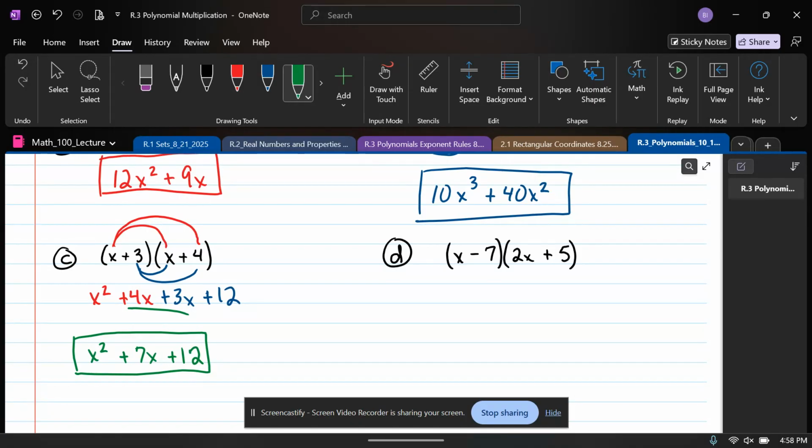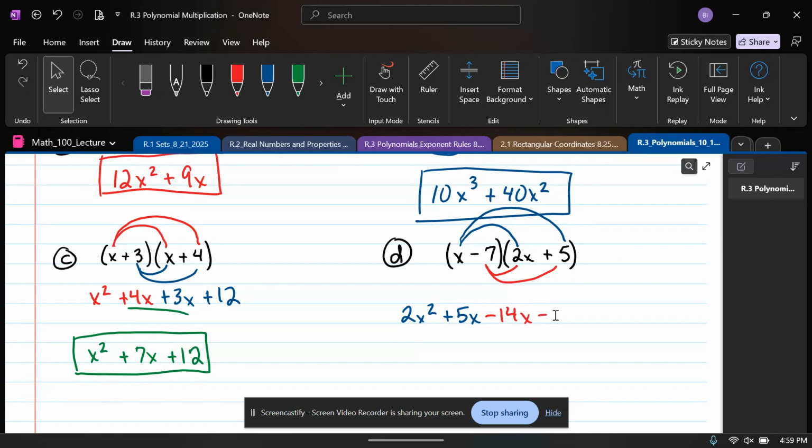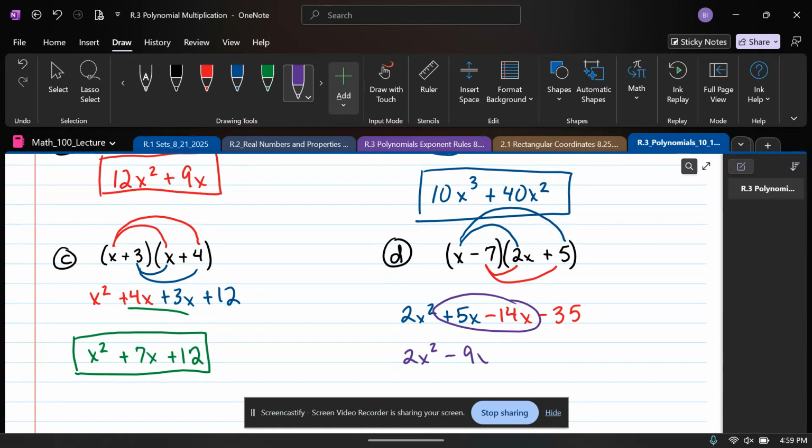Okay. What's our first term on example D? And then, so x times the 2x would be 2x squared. Then what goes next? Which is 5x. And then we're going to distribute the negative 7, negative 14x. And then last, negative 35. And then we put the like terms together in the middle there. So we got that positive 5x and a negative 14x that go together. So that's going to be 2x squared minus 9x minus 35.